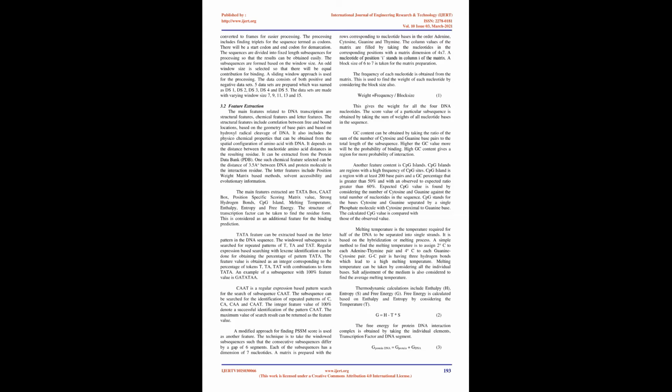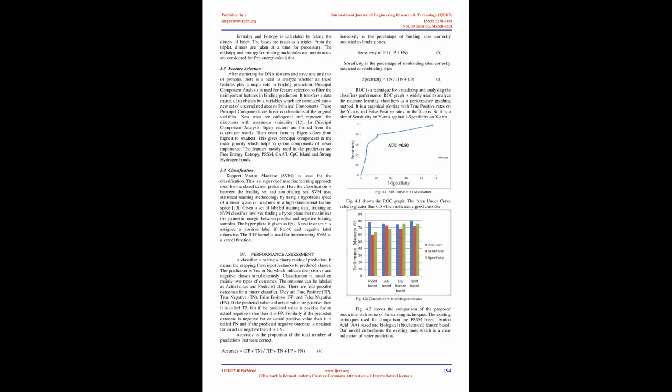CAAT is a regular expression-based pattern search for the subsequence CAAT. The subsequence can be searched for the identification of repeated patterns of C, CA, CAA, and CAAT. The integer feature value of 100% denotes a successful identification of the pattern CAAT. The maximum value of the search result can be returned as the feature value.